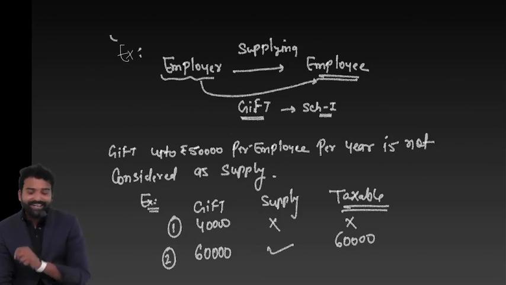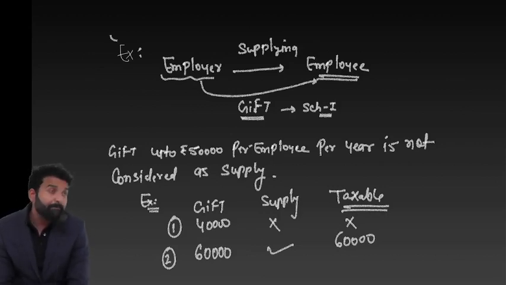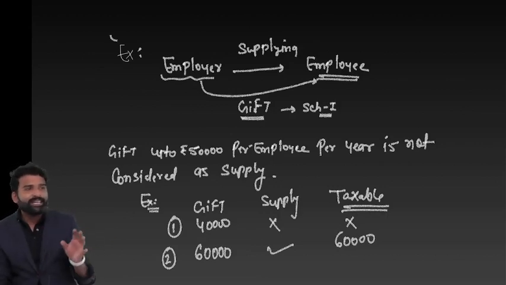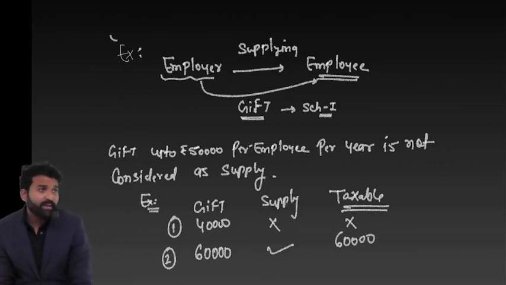This is very interesting. If an employer is gifting to its employee, employer and employee are related persons. So if an employer is gifting to its employees, then also it is a supply. It is also covered under schedule 1. If I am gifting to my spouse, it is covered in schedule 1. I have to pay GST if I am gifting goods from my business to my employee or to my spouse, to my subsidiary company, to my relatives.